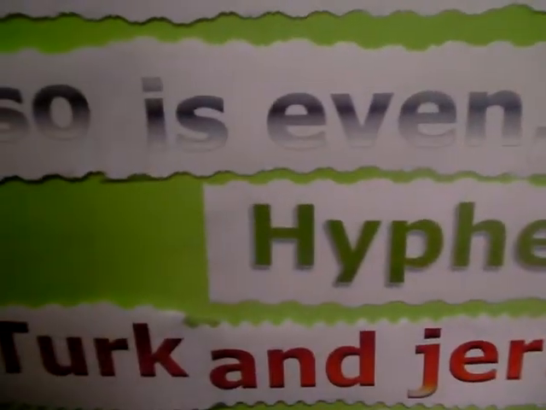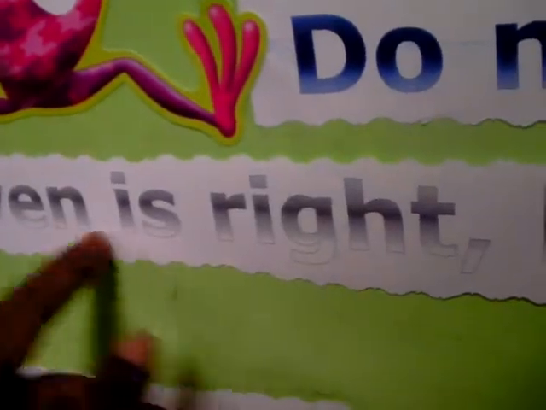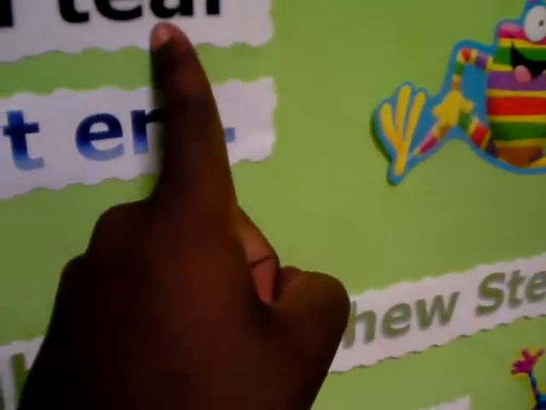Seven is right, but so is even. E-V-E-N, S-E-V-E-N. Do you see the patterns here? Beginning, it starts off with seven, ends with even. Starts with ear, but ends in tear. A tear.